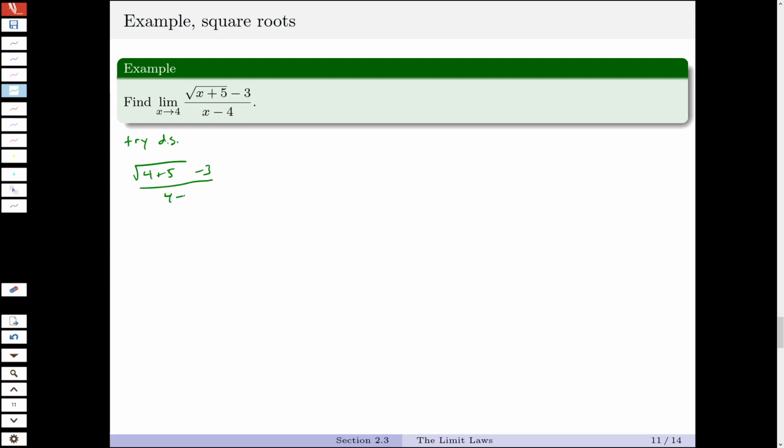Plug it in on the bottom. 4 plus 5 is 9. Square root of 9 is 3. I get 0 over 0. Okay, so we weren't allowed to use direct substitution.